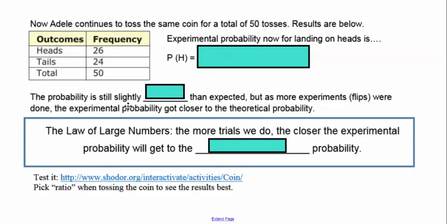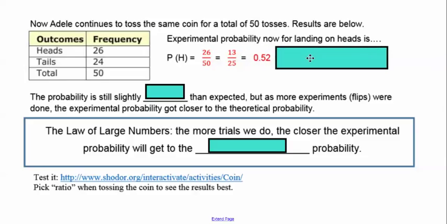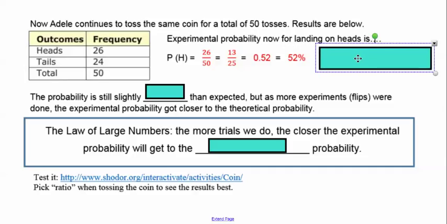All right, let's say next, Adele continues to toss the coin. Now it's 50 times, so the total is 50 times. This chart shows what happened when she actually did it. If they asked for the experimental probability of landing on heads now, well, she landed on heads 26 out of 50 times. But we can simplify that, guys. Both of those are even numbers. That will simplify to 13 out of 25. And now what is that as a decimal? It's going to be 0.52 or 52 hundredths, which is 52%.